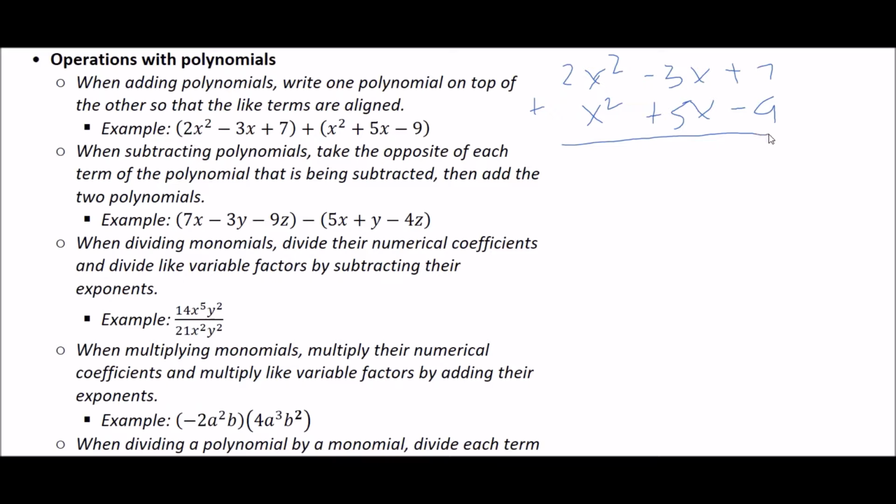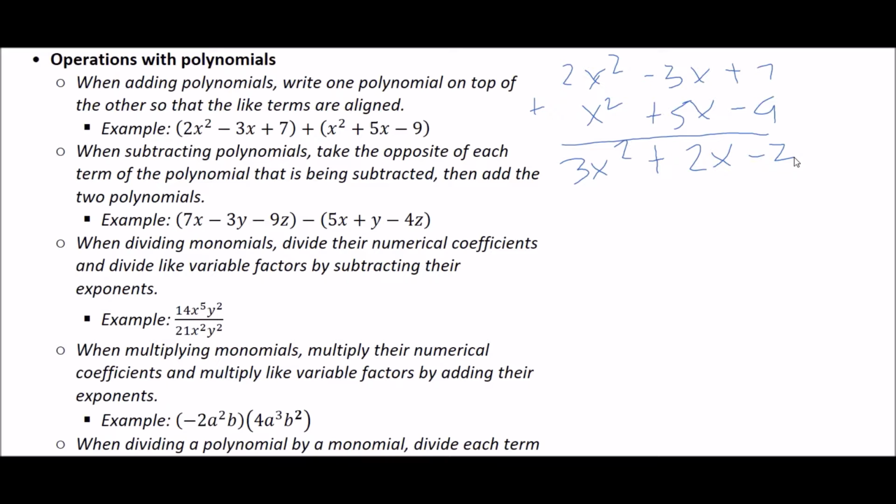And all you do now is add. So 2x squared plus x squared is 3x squared. Negative 3x plus 5x is 2x. And 7 minus 9 is negative 2. And that is your answer. It's just that simple.